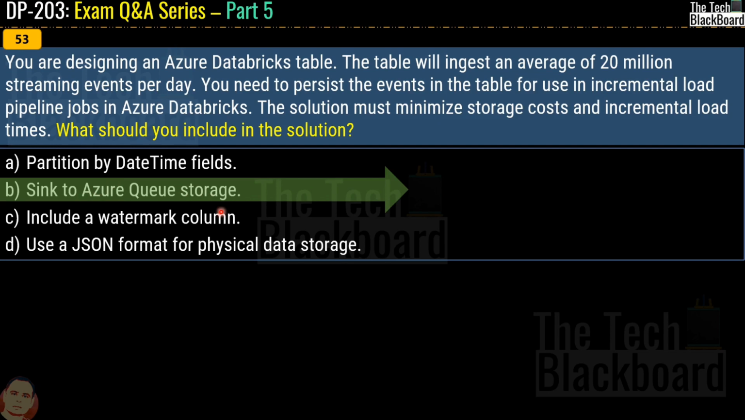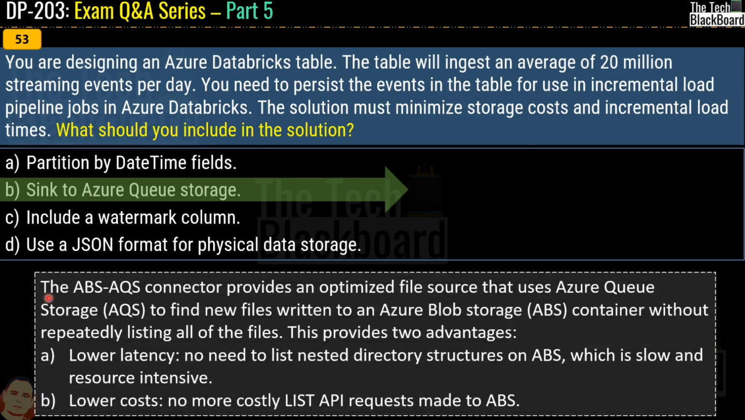Adding a little bit more detail on Azure Queue Storage. And friends, here you can see the ABS AQS. ABS means Azure Blob Storage and AQS means Azure Queue Storage. So the ABS AQS connector provides an optimized file source that uses Azure Queue Storage to find new files written to an Azure Blob Storage container without repeatedly listing all the files. This provides two advantages. The first one is lower latency. No need to list nested directory structures on ABS, which is slow and resource intensive. The second benefit is lower cost. No more costly list API requests made to ABS.